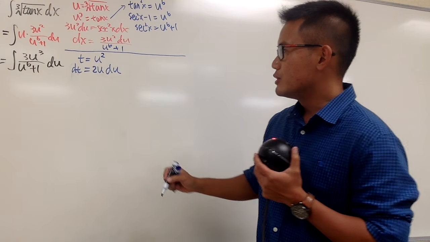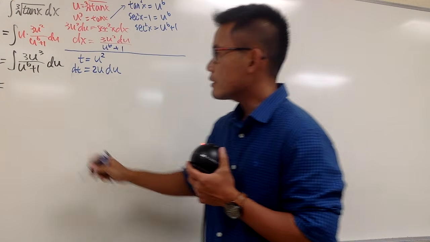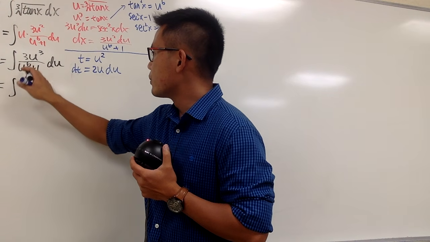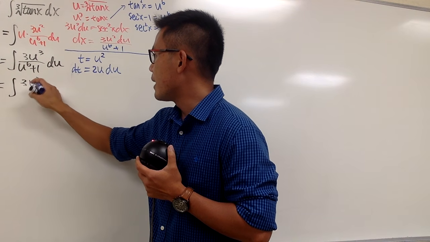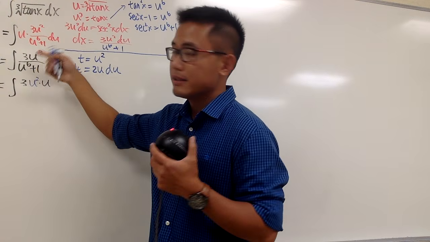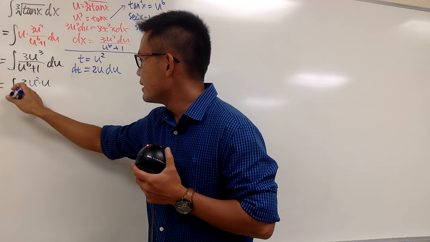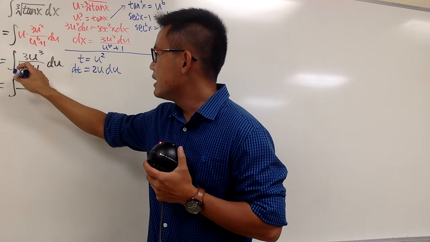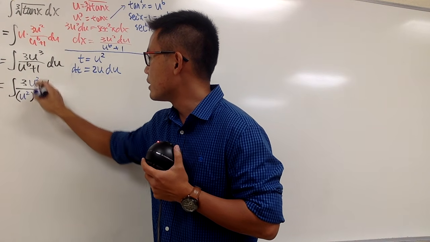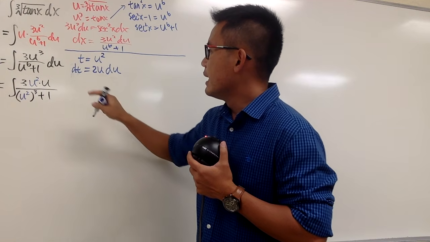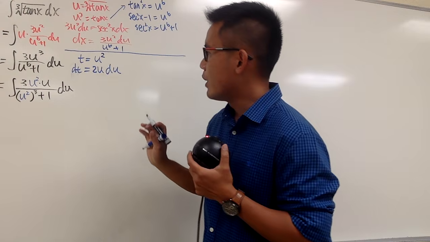And before I do that, let me just clean things up for you guys a little bit. I think this is how I want to present this to you guys. This right here is going to be integral of 3, and then let me write this down as u to the second power times u, which is the same as u to the third power, right? Same as that earlier. And then on the bottom, instead of u to the sixth power, let me write it down as u squared, and then to the third power, and then plus 1, all right? And for the du, let me just keep it as how it is for now.